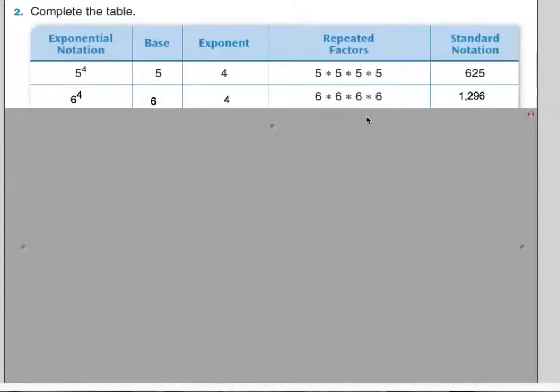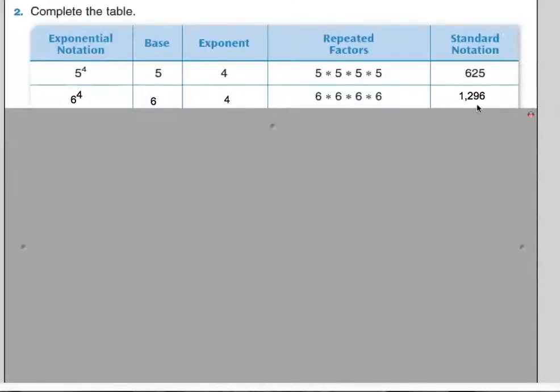Well, I knew that it would be 6 to the 4th power because my base number is 6, that's my factor. My exponent is 4 because that's how many times I used 6 as a factor. So it would be 6 to the 4th power. And in standard notation, after I multiplied 6 times 6 times 6 times 6, I got 1,296.